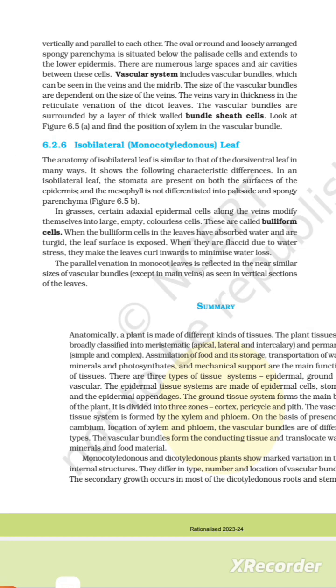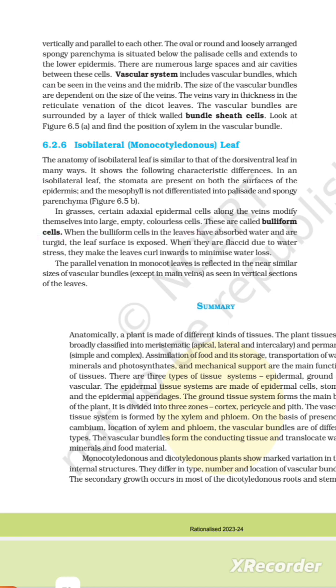6.2.6 Isobilateral monocotyledonous leaf. The anatomy of the isobilateral leaf is similar to that of the dorsiventral leaf in many ways. It shows the following characteristic differences. The stomata are present on both surfaces of the epidermis, and the mesophyll is not differentiated into palisade and spongy parenchyma, figure 6.5b. In grasses, certain adaxial epidermis cells along the veins modify themselves into large, empty, colorless cells. These are called bulliform cells.